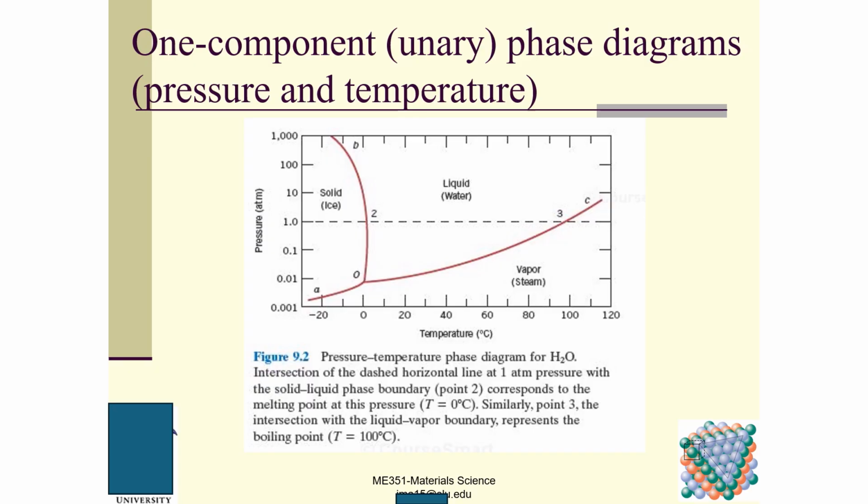An intersection of the dashed horizontal line at 1 atmosphere. So this is 1 atmosphere; ATM means atmospheric pressure. The intersection with the solid-liquid phase boundary, point 2, corresponds to the melting temperature at this pressure. Similarly, point 3 corresponds to the liquid-vapor boundary and represents the boiling temperature, when T equals 100 degrees C.